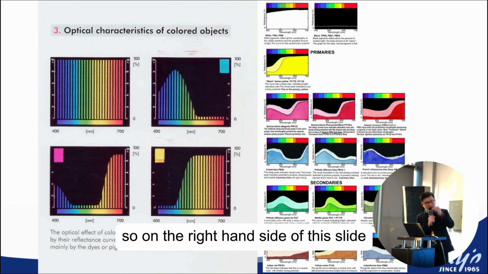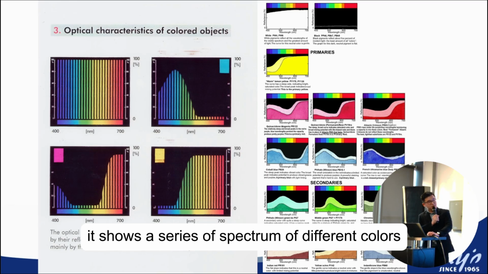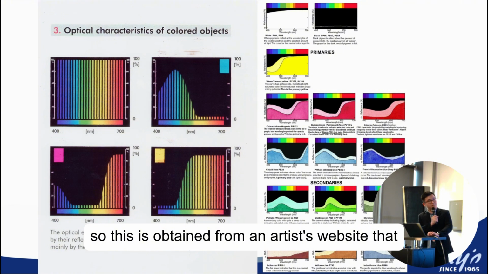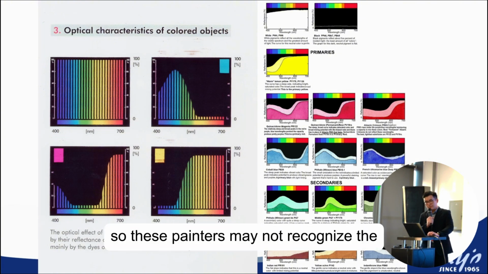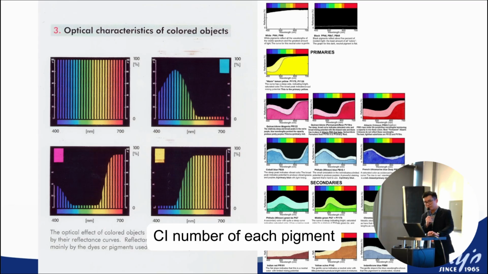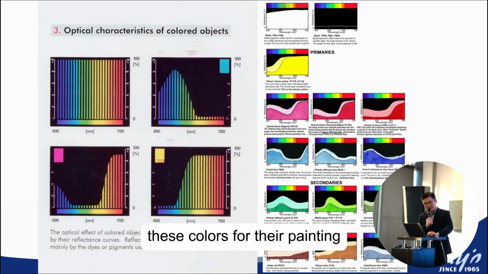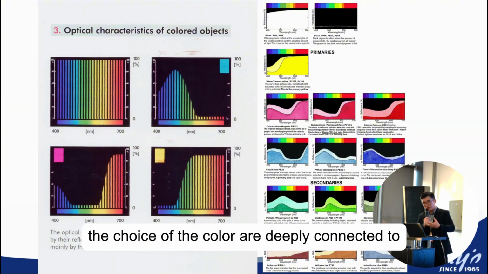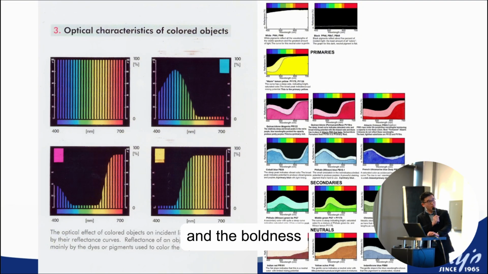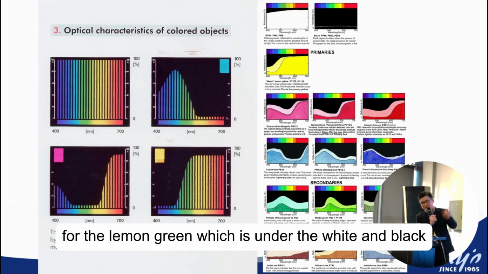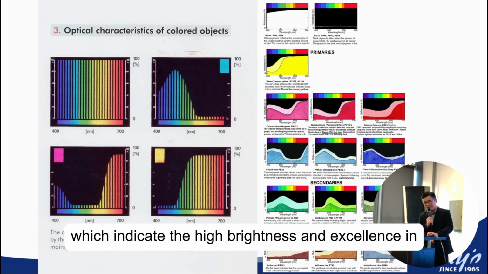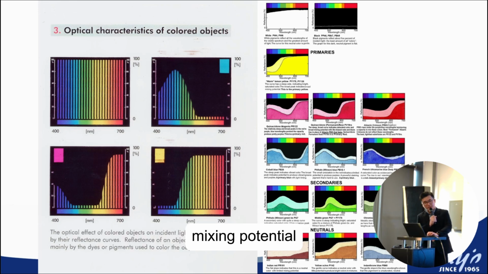On the right-hand side of this slide, it shows a series of spectra of different colors. This is obtained from an artist's website, so these painters may not recognize the CI number of each pigment, but the painters will describe the color as, for example, lemon yellow, magenta, or cobalt blue. They choose these colors for their painting based on the mixing behavior of each pigment. So the choice of color is deeply connected to the steepness and the broadness of the peak of each color. For example, lemon yellow, which is under the white and black, has a steep and broad peak, which indicates high brightness and excellent mixing potential.